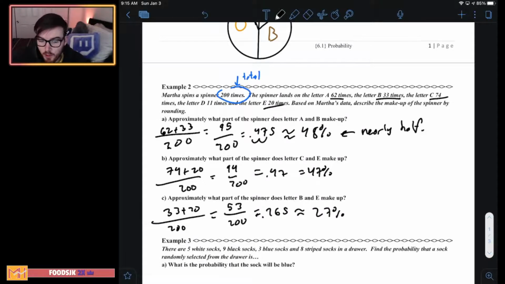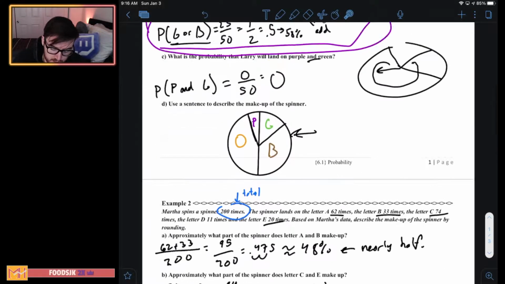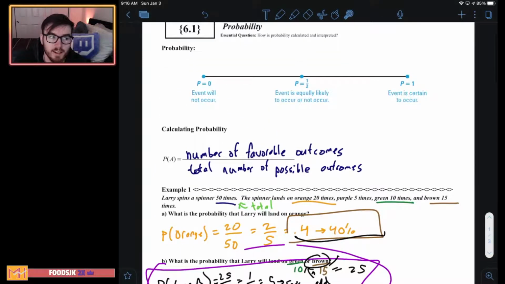I'm doing the same thing over and over here, right? Combine all of those outcomes, the favorable outcomes, the one that we actually want. We want A and B. We want C and E. So add those events together. Those are the favorable outcomes and divide it by the total. We're just using that probability formula over and over and over.